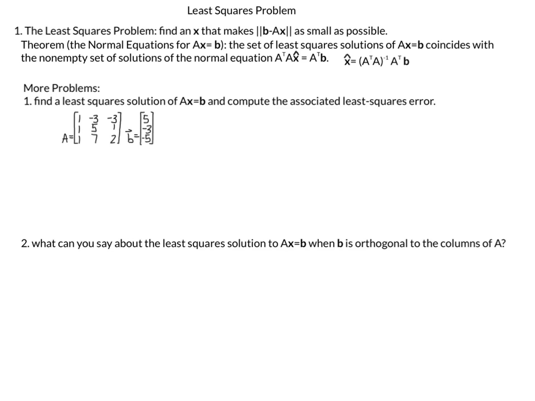The first problem is to find a least squares solution of Ax equals b and compute the associated least squares error, where A is the 3 by 3 matrix with column vectors 1, 1, 1, -3, 5, 7, -3, 1, 2, and b is the vector 5, -3, -5. The second question is, what can you say about the least squares solutions to Ax equals b when b is orthogonal to the columns of A?